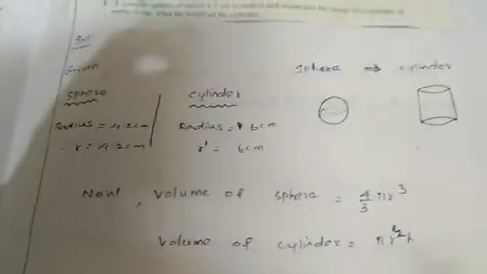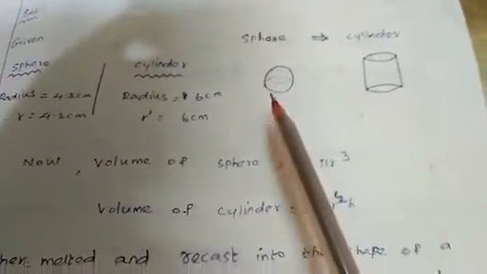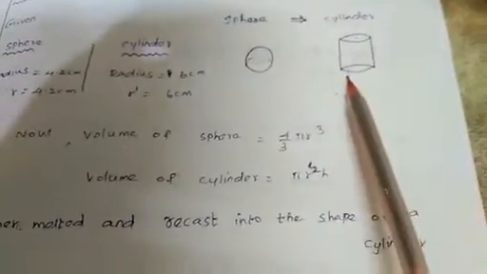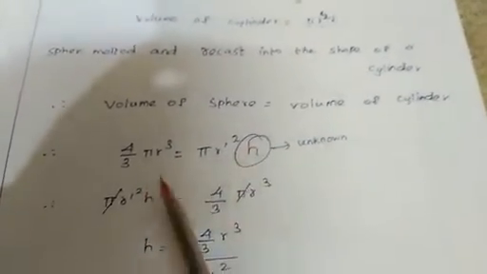So what we needed to understand is that we are going to recast from sphere to cylinder. Here the radius is given; for the cylinder, the unknowns are r and h. The r value is given, and we need to find the h value by equating the volumes of the two things, that is, sphere and cylinder.